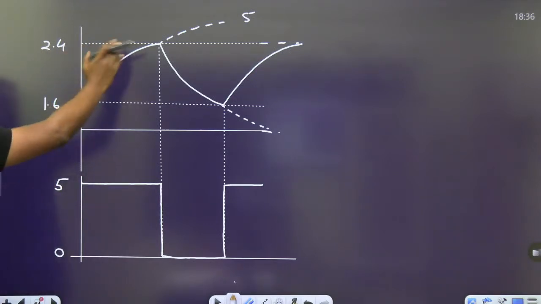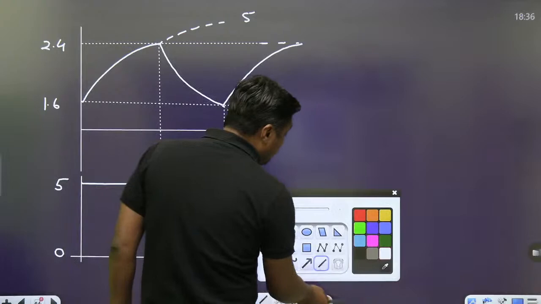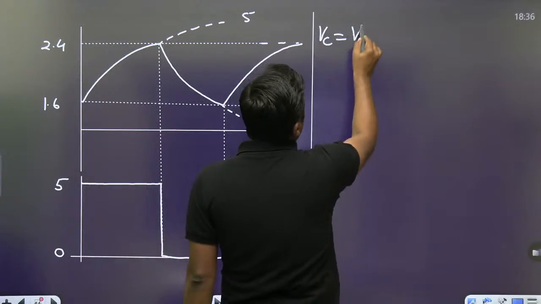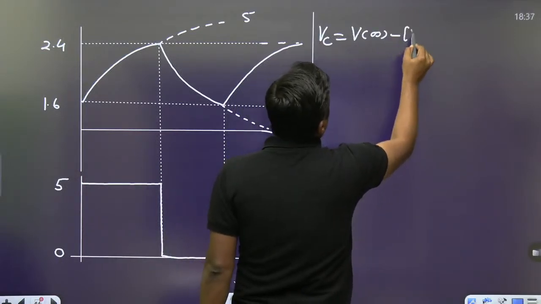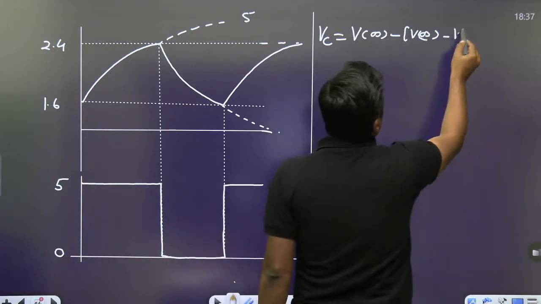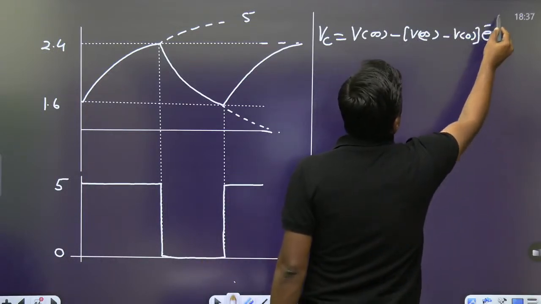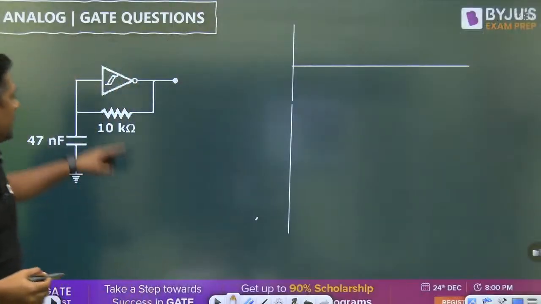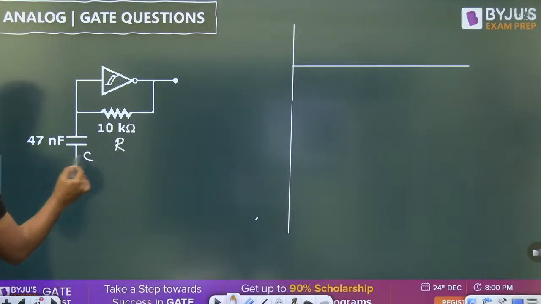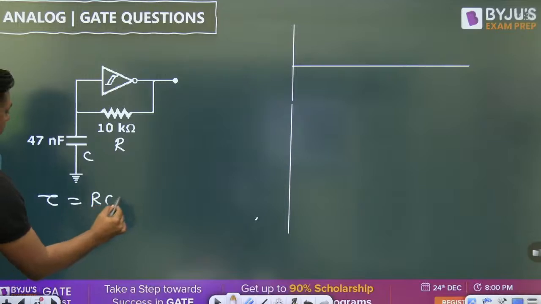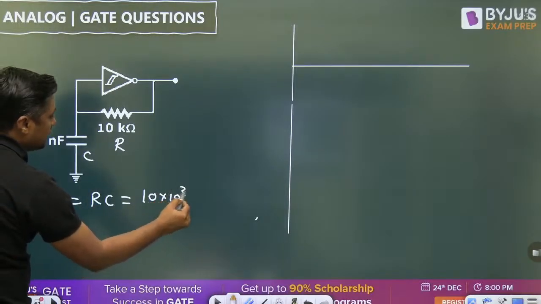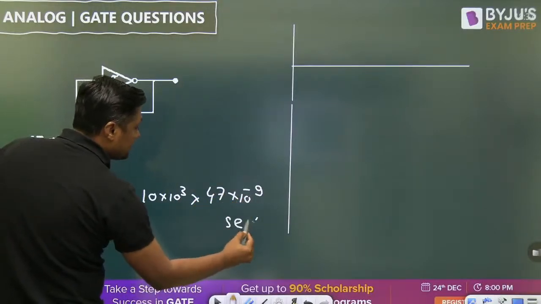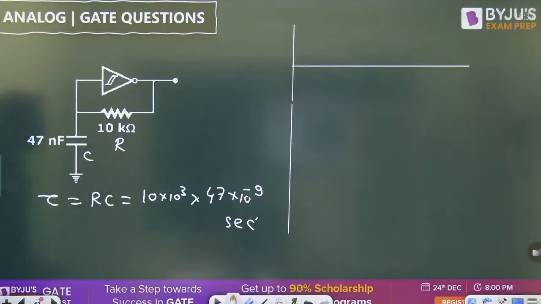Now from 1.6 to 2.4, again this is a very lengthy question. You have to find the equation. Then you have to write one equation. What is the voltage across the capacitor? V final minus (V final minus V initial) e raised to power minus t by tau. Here tau is the RC. Right, R and C. R is given, C is given. So what is the time constant? You can find R into C, that is 10 into 10 raised to power 3 into 47 into 10 raised to power minus 9 second. That is in nanofarad. Okay, we can calculate it, no problem.